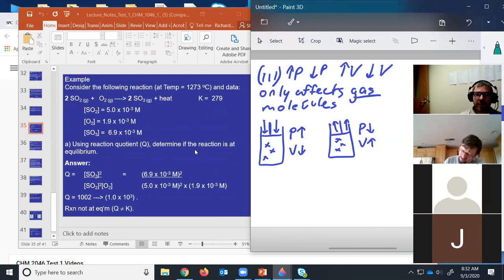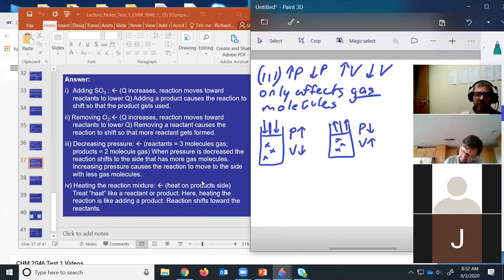Does anybody have any questions about that? I hope that makes sense. So when we decrease the pressure, remember the reaction was at equilibrium. The reaction will shift to the side that has more gas molecules. That could be the products, could be the reactants. In this case, it happens to be the reactants. Just count them up. Anything with a G next to it, count it up. That's all you have to do.